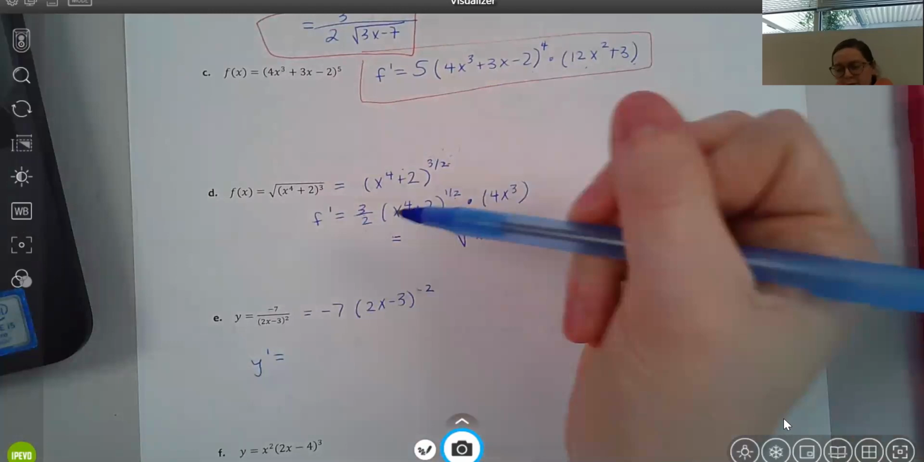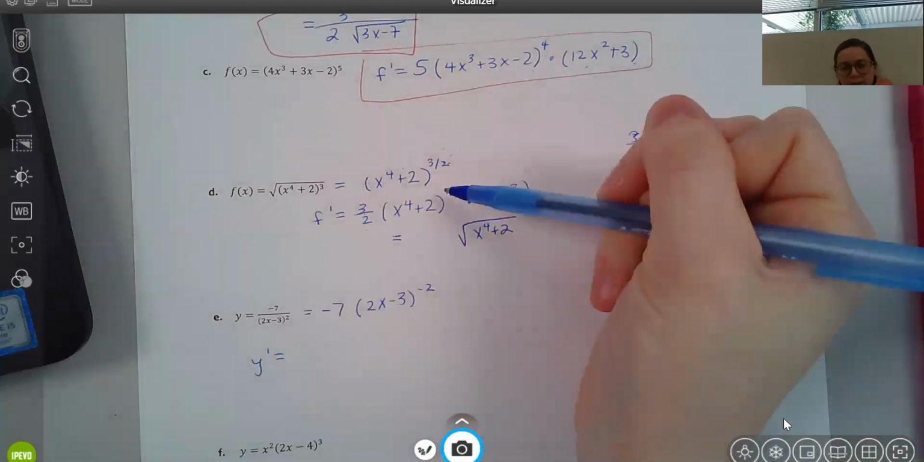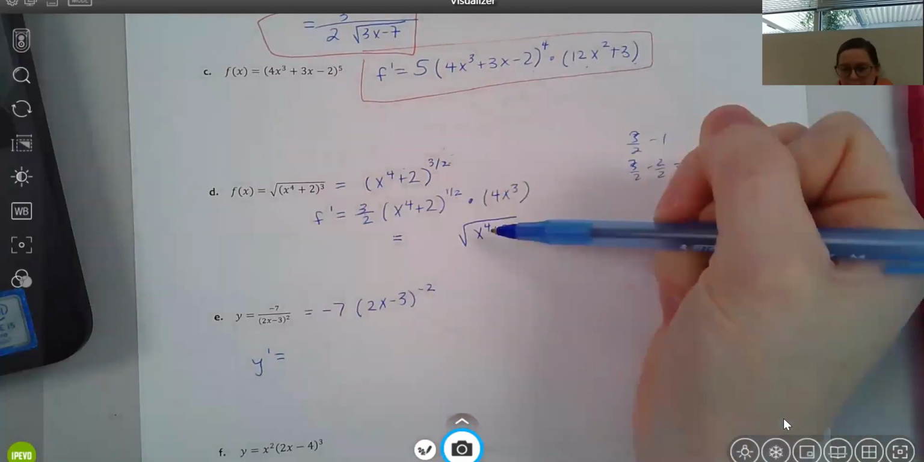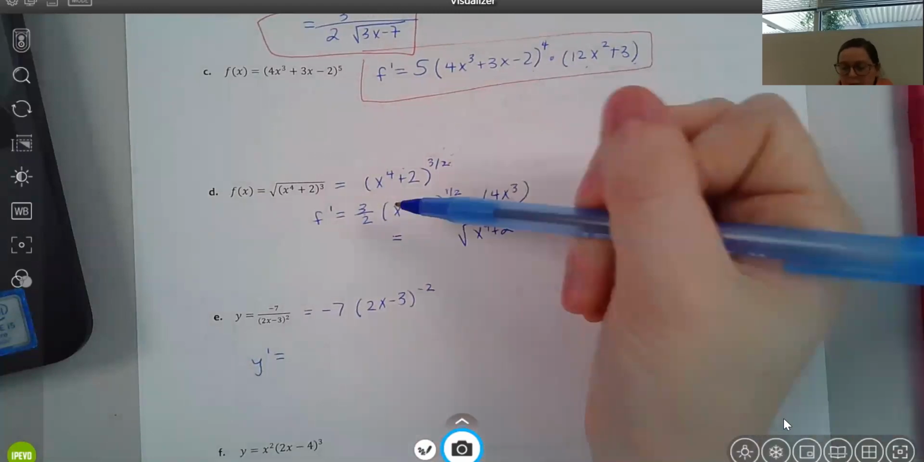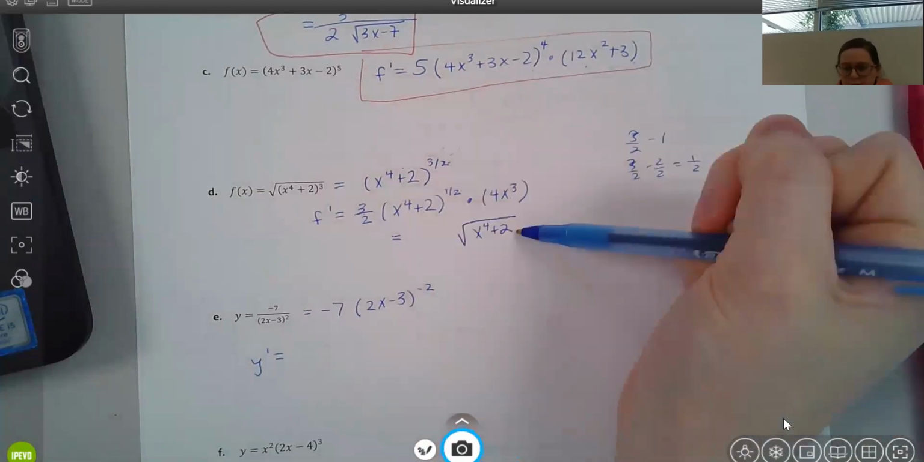So this x to the 4th plus 2 to the 1/2 power, this is positive, so it stays on top, right? It doesn't go in the denominator, and 1/2 power means square root. So I was like, oh, that's just a square root of that.